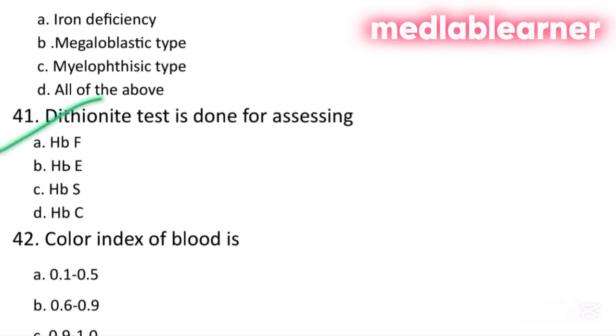41. Dithionite test is done for assessing A. Hemoglobin F, B. Hemoglobin E, C. Hemoglobin S, D. Hemoglobin C. Answer will be hemoglobin S. Dithionite test is done for assessing hemoglobin S.